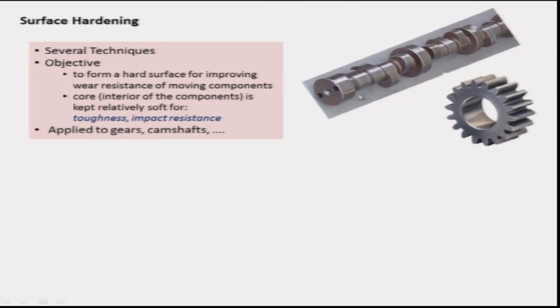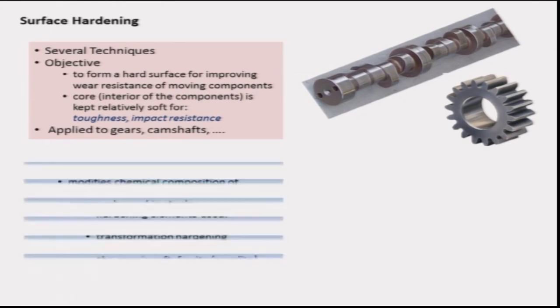This is a picture of a camshaft, which is subjected to a lot of wear during its operation because it is used in timing of the engine. And here is a gear in which there is a lot of wear that could take place. So you want to harden the surface of the teeth of the gear so that you can improve the life of the gear. Now, as I said, there are many ways of doing this.